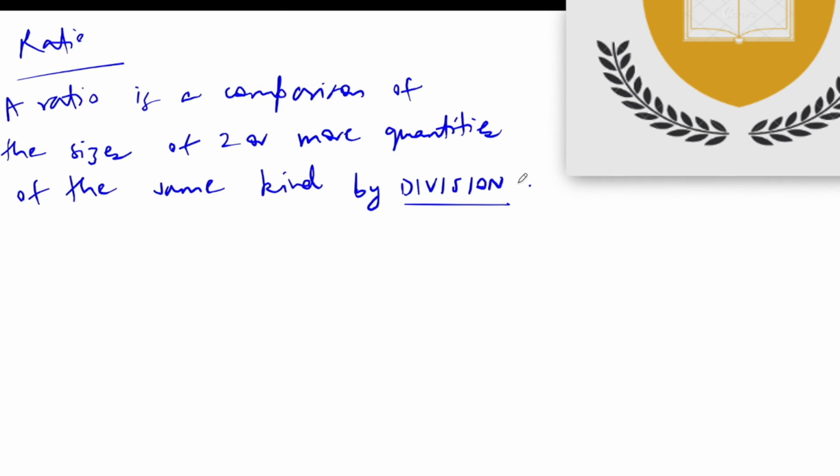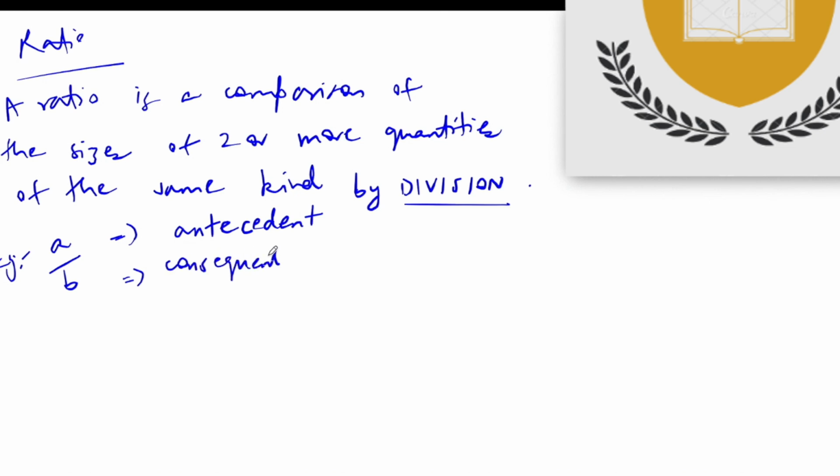Suppose we have a ratio of A by B. If I take an example of a ratio A by B, in this the first term A is called the antecedent, and the second term B is called the consequent. This we need to be able to identify. If we have a ratio of 5 by 6, second example, 5 is the antecedent and 6 is the consequent.